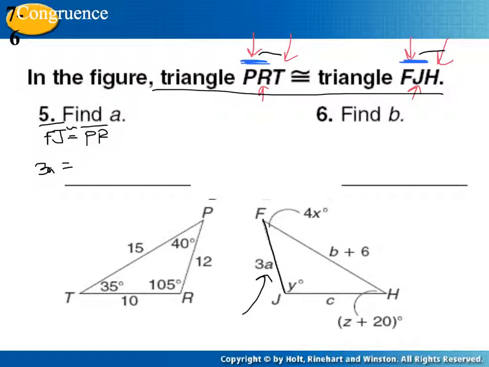PR is 12. How do you solve for A? Divide by 3. Divide by 3. A is equal to 4. Done. Finito. Finished with that one. All I needed was find A.